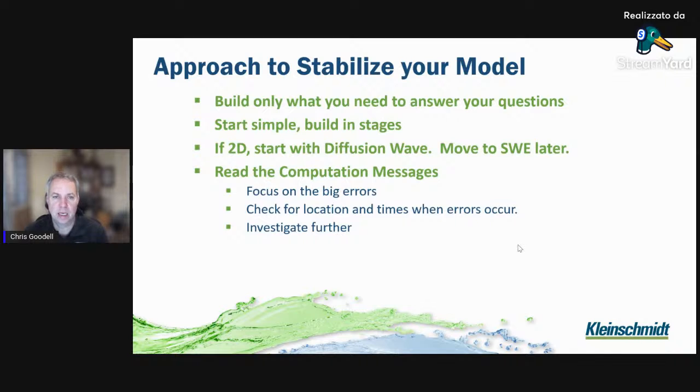If it's a 2D model, start with the diffusion wave equation set. That's a lot more stable and a lot faster to run. And then if you need to move into full momentum, do that once your model is complete and it's running with little to no errors. Then you can switch to one of the SWE versions of the equation set.